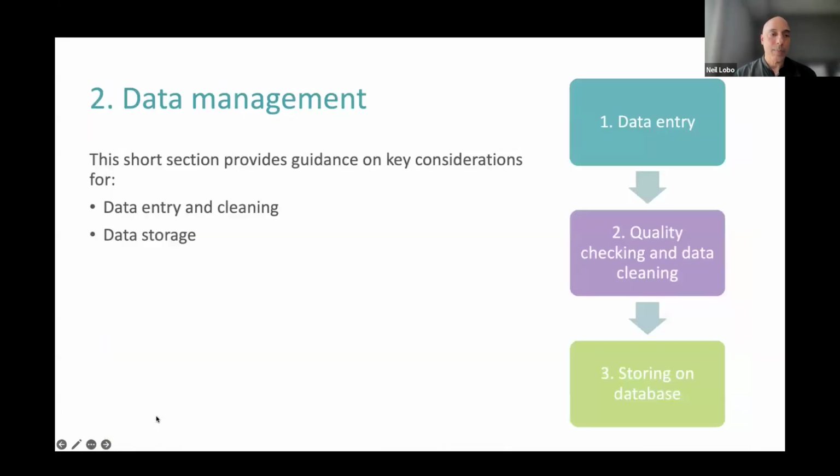So data management. This short section will tell us just key things to think about for data entry, cleaning, and storage.